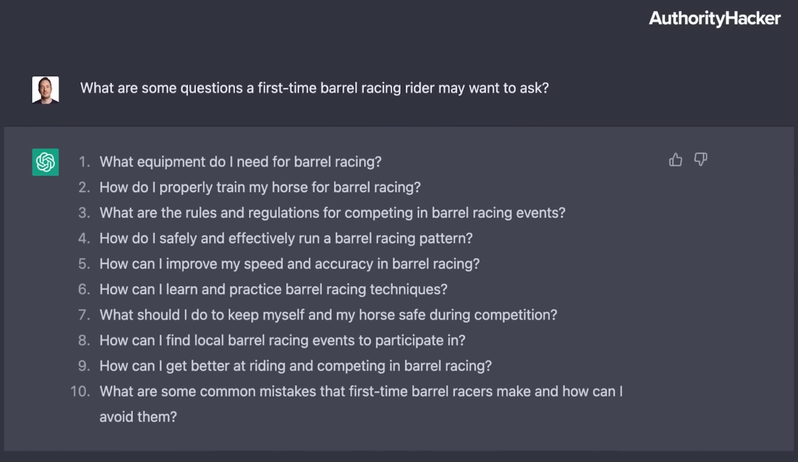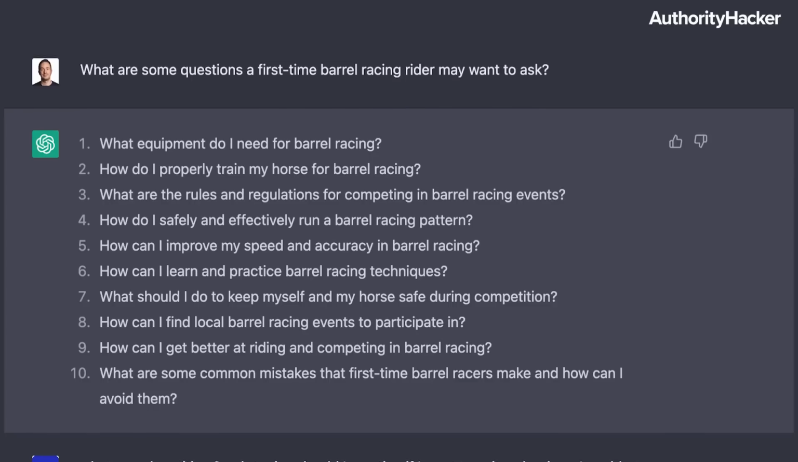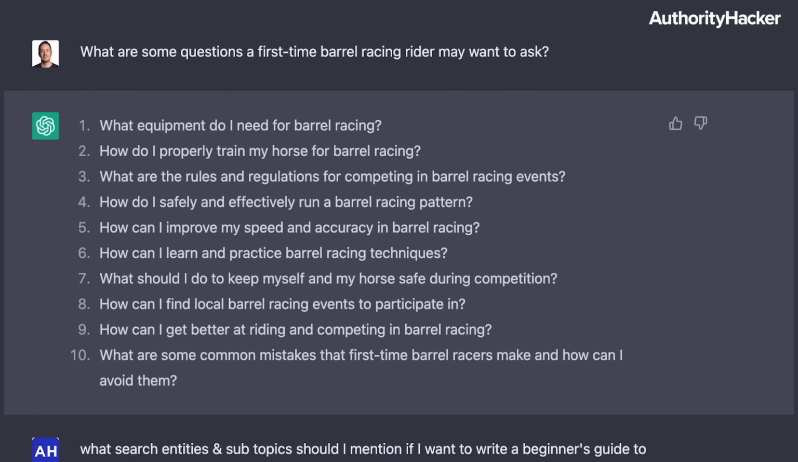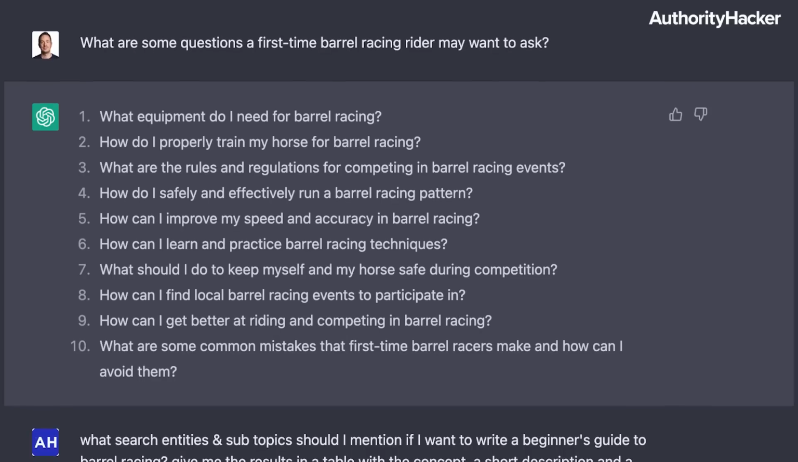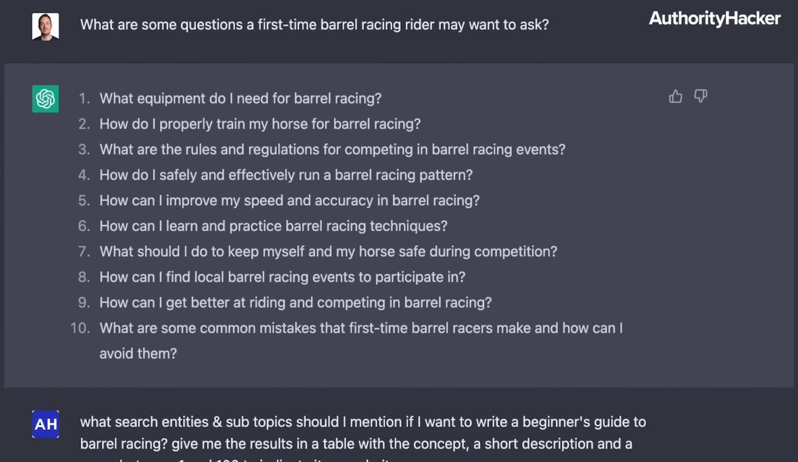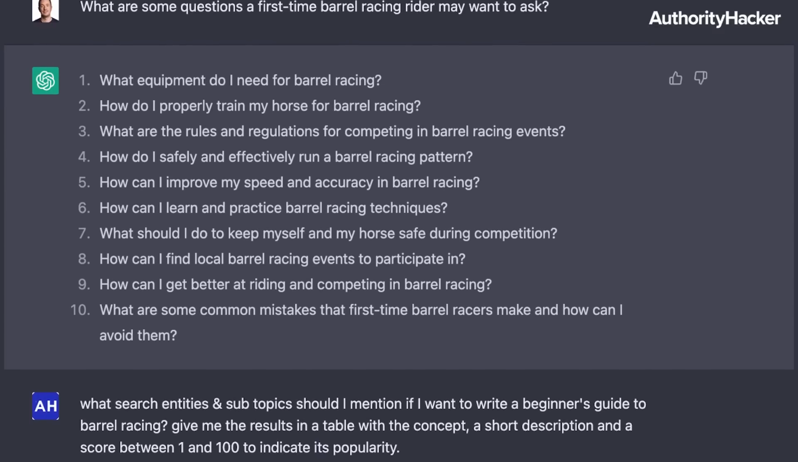It gave me 10 questions. Some of them are: what equipment do I need for barrel racing? How do I safely and effectively run a barrel racing pattern? I don't even know what a barrel racing pattern is, but when I checked it out, it actually is a thing. How can I learn and practice barrel racing techniques? How can I find local barrel racing events to participate in, etc. So it found me a bunch of questions, which again is excellent context before you start briefing an article, right?